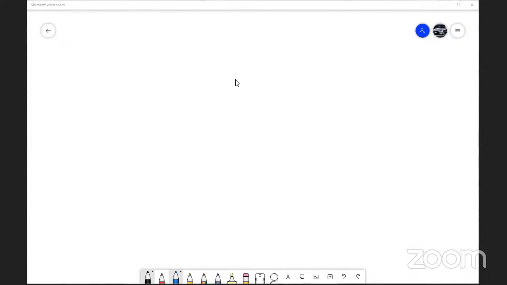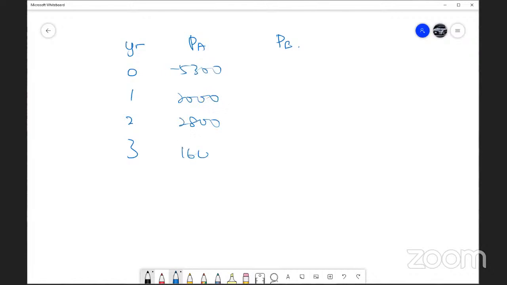Let's look at question number 7. They want you to compute the IRR for both cash flows. So these are 2 different cash flows. Year 0, 1, 2, 3. Project A: negative 5,300, 2,000, 2,800, and 1,600. Project B: negative 2,900, 1,100, 1,800, and 1,200.